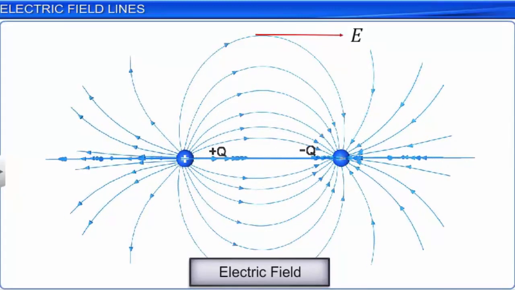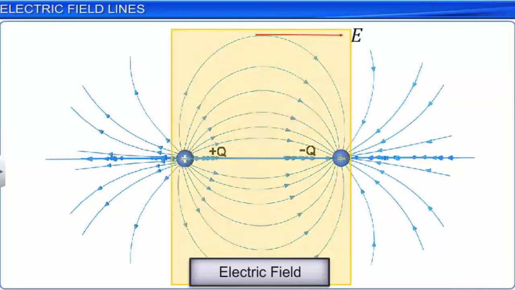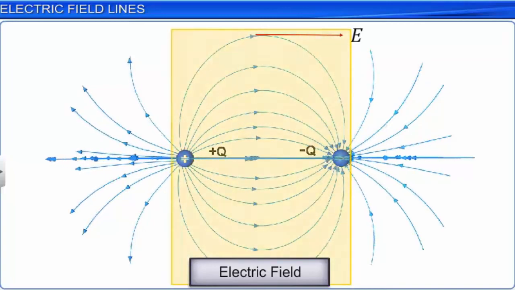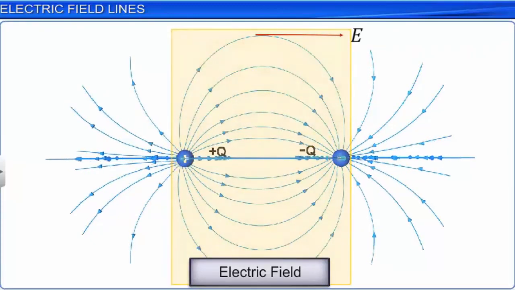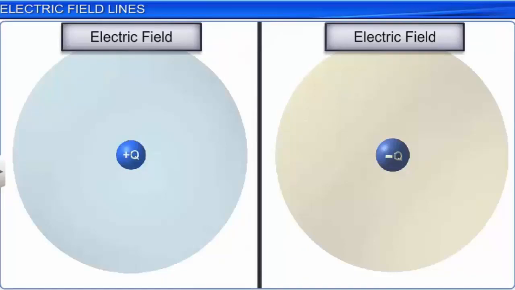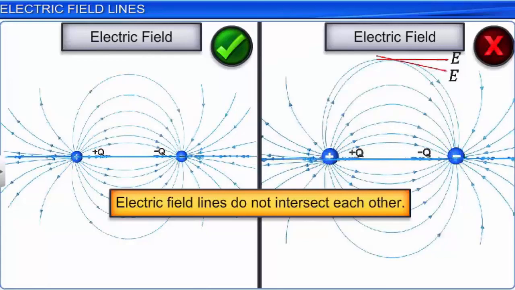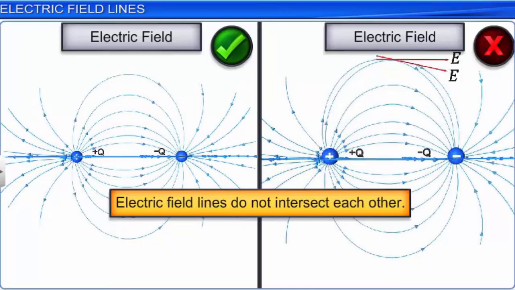For the electric field created by a system of positive and negative charges, the field lines begin at the positive charge and end at the negative charge, since the field lines diverge normally from a positive charge and converge normally at the negative charge. For a single charge, they may start or end at infinity. Electric field lines do not intersect each other. If the electric field lines intersect each other, then at the point of intersection there will be more than one direction for the electric field, which is not possible.